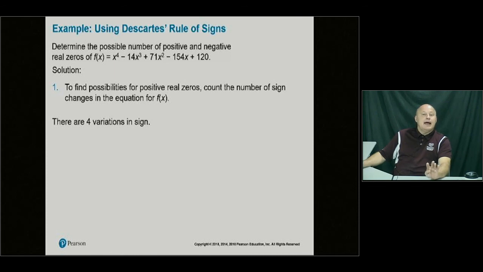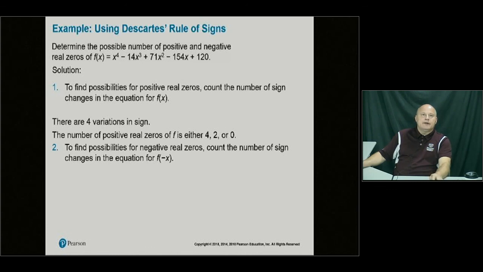So how many positive reals might I have? If you said 4, 2, or 0, you'd be correct. Now you're like, but that doesn't tell me what they are. No, it doesn't. That's not the purpose of the Descartes' rule of signs. It just gives you the possibilities. So it's 4, 2, or none positive real solutions. Okay? The number of positive real zeros are 4, 2, or 0, which is what I just said.